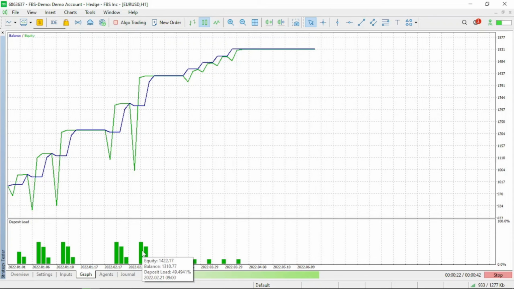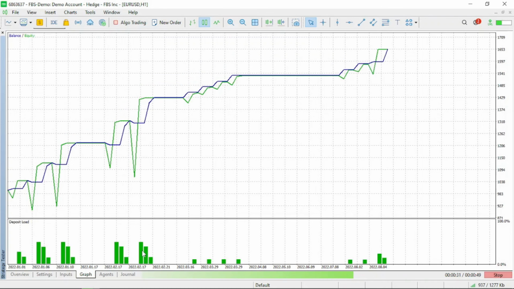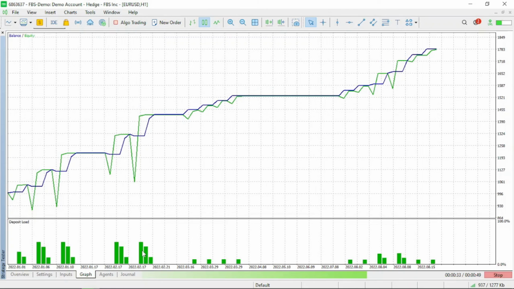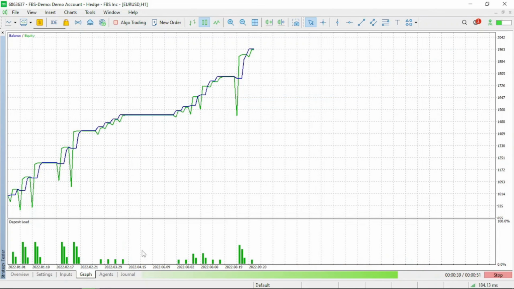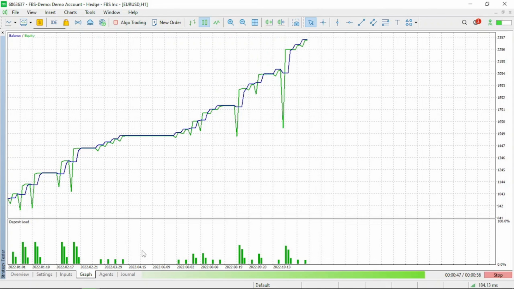This will be the high risk set file that will be available on the Google Drive, and I do recommend testing it on default before applying it to the live market. When testing it on demo, you can understand how the bot works and then adjust the set file accordingly. Feel free to drop any comments about how you experience using the bot in the live market.